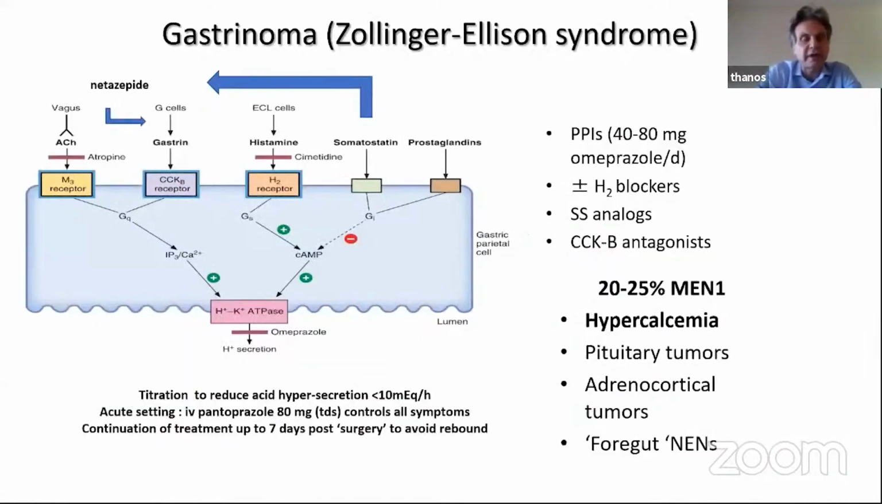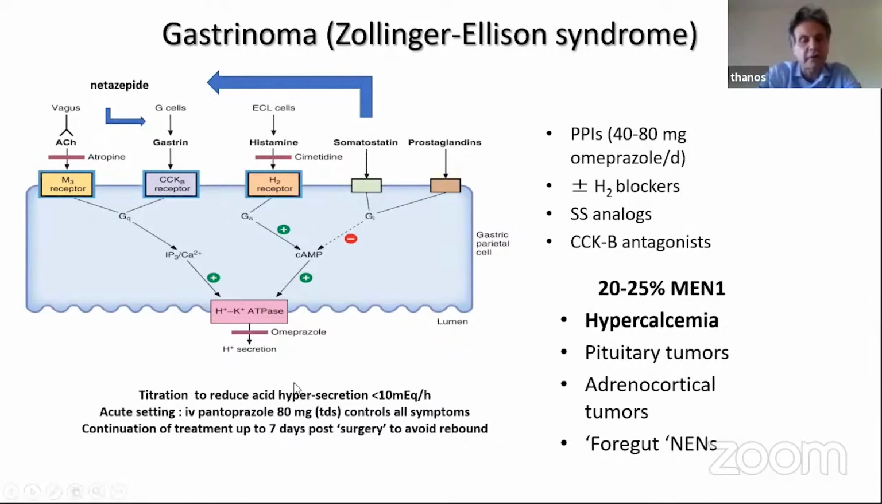So the way to deal with that is to inhibit the secretion of hydrochloric acid, and this is done by the proton pump inhibitors, which can be very efficacious in the doses shown. And these have a long half-life, and they are the preferred drugs. And of course, we can use H2 blockers as well on several occasions. Somatostatin, which has an inhibitory effect on gastrin, of course, can also be used. And there are some compounds that antagonize the gastrin receptor, like netazepine, but this is not still in use. We have to titrate the dose to reduce the hypersecretion to less than 10 milliequivalents per hour.